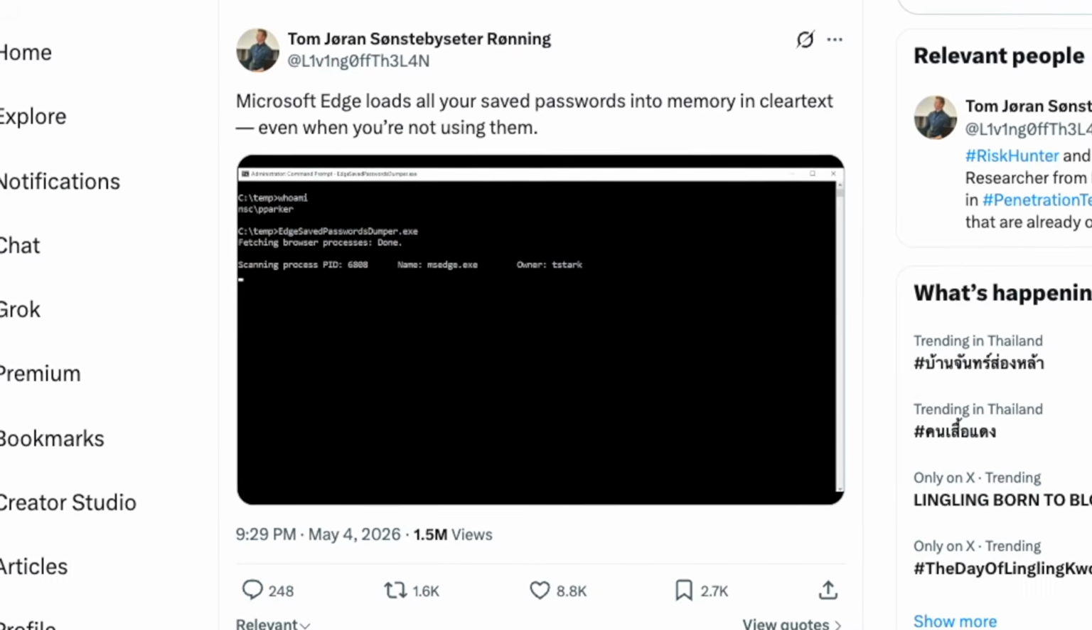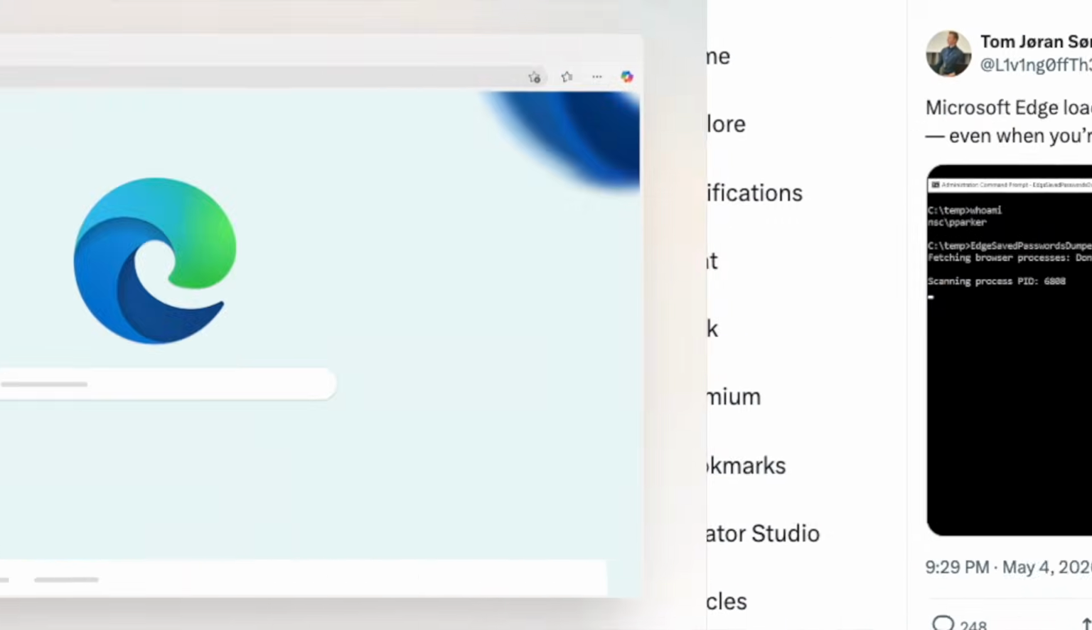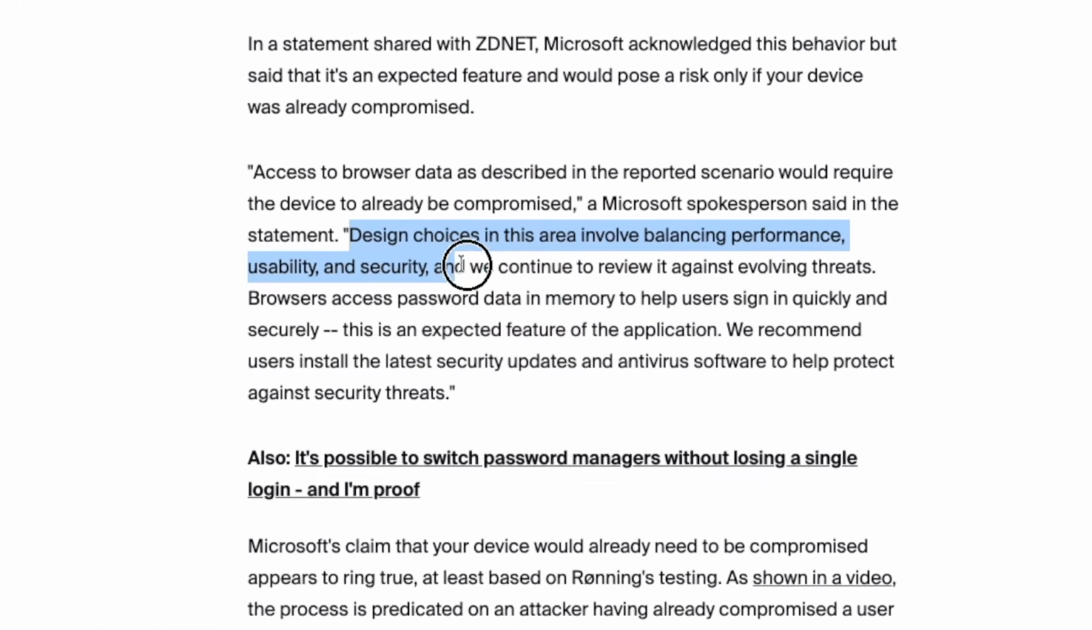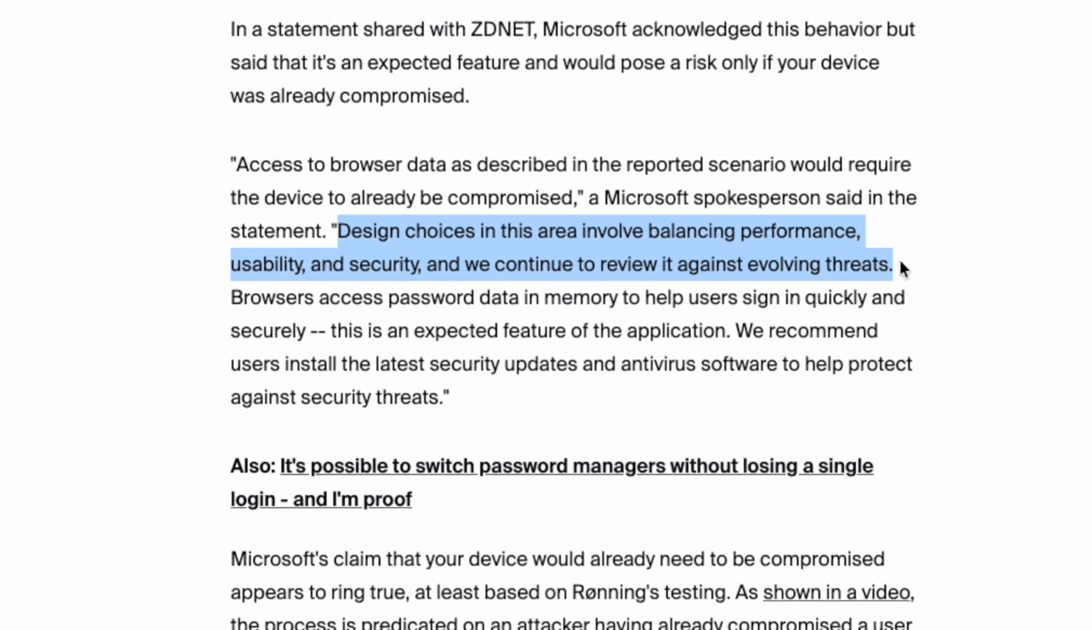So last week, a security researcher in Norway published some concerning news about Microsoft's Edge browser. And what's crazy is that Microsoft is admitting to both knowing that this security flaw exists and putting it there by design. So let's talk about that for a moment.